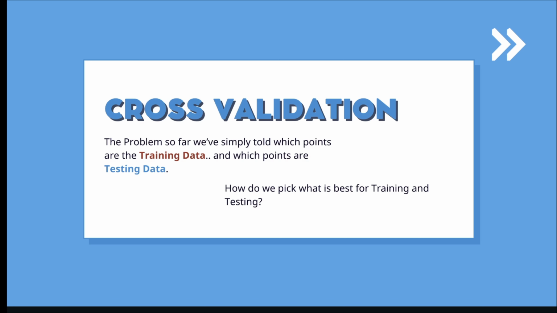So, the problem that we are facing so far is we have simply been told which points are the training data and which points are the testing data. However, usually no one tells what is for training and what is for testing. So, how do you pick the points which are for training and the best points for testing?